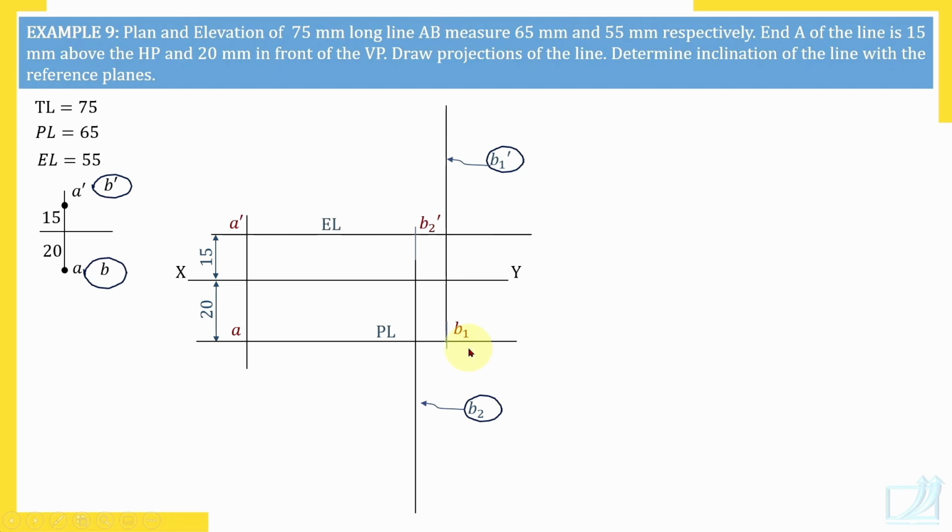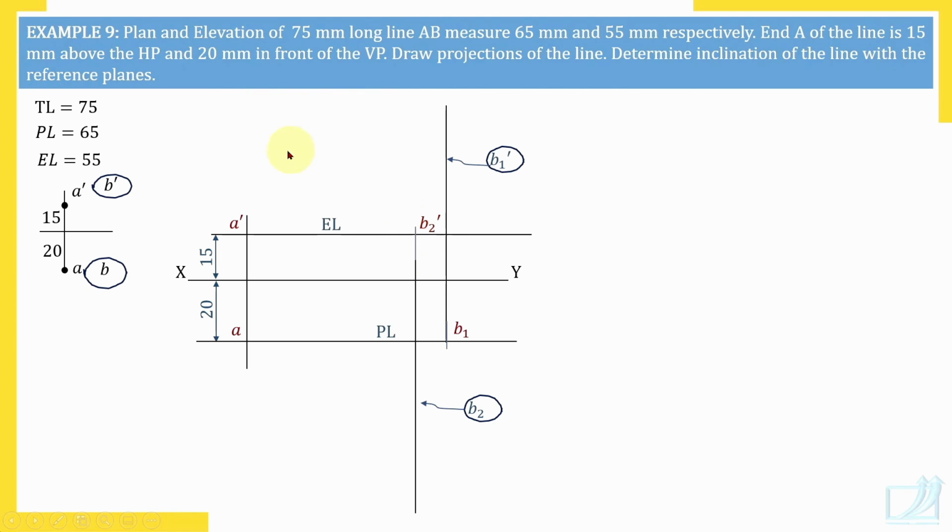Check in your diagram. So use compass and rotate either EL or PL, but listen to me very carefully. Right now EL or PL are not available for rotation. The reason is, which other view has length EL? A dash B2 dash has length EL. Which other view has length EL? That is A dash B dash. A dash B dash has length EL. So by rotating A dash B2 dash, we should get A dash B dash.